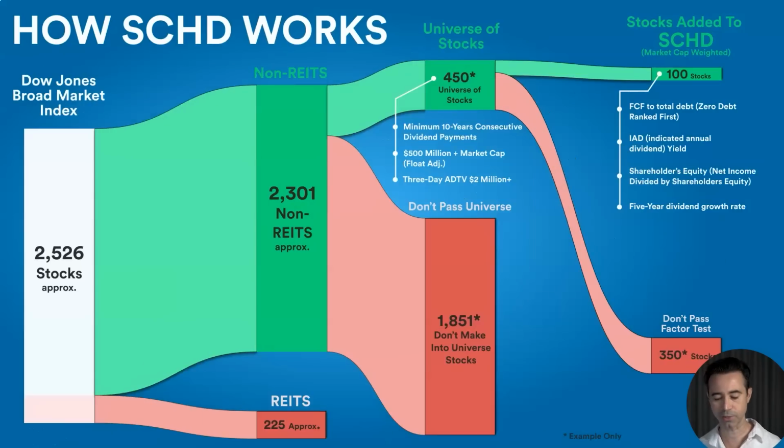Okay, let's go back to SCHD. Now we're looking at, let's say, defining a universe. And 1,851 stocks, I'm assuming, aren't actually going to pass these criteria. So only about 450 will. What are the criteria? Minimum 10 years consecutive dividend payments, 500 million market cap, so basically how big the companies are. Average daily trading volume has to be at least 2 million, okay, for the past 3 days. So that's it for that part. And only, let's say, 450 stocks make it into this part.